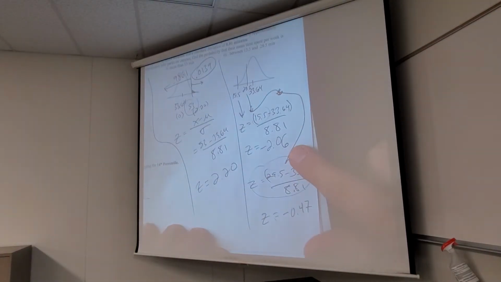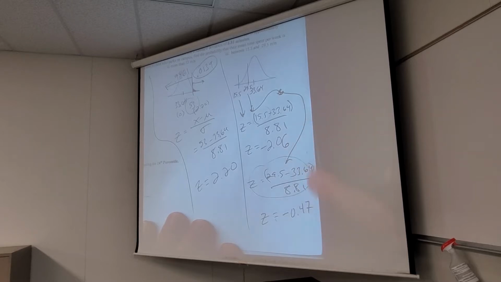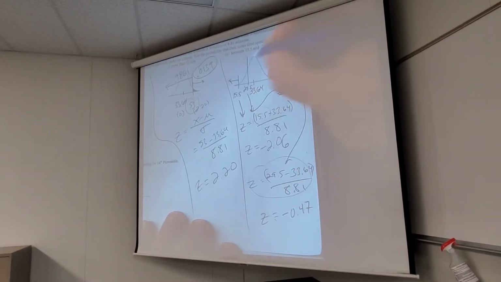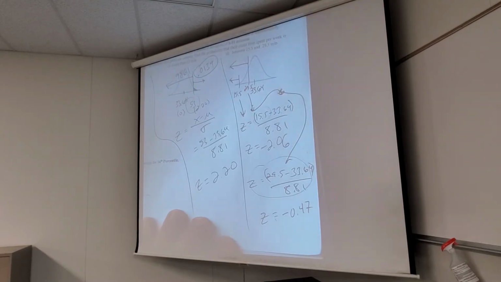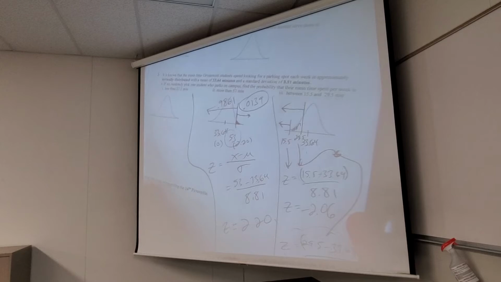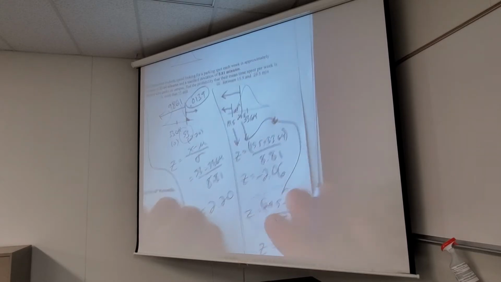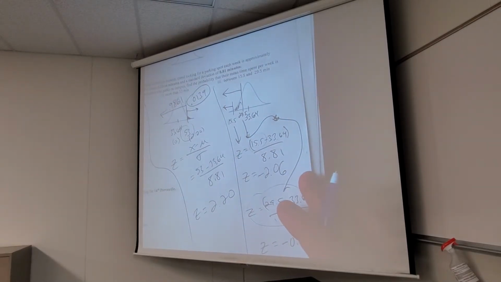Do the same thing here, right? If I look up negative 2.06, I get that area. If I look up negative 0.47, I get that area. And I want the area between, so I'm going to subtract those two. So what are these areas? What's this bigger area? Who's got that besides me?